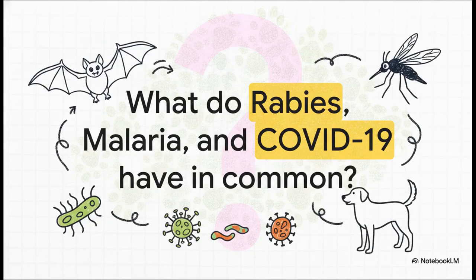So let me ask you this. What do rabies, malaria, and COVID-19 all actually have in common? I mean, on the surface, they look like completely different illnesses, right? Different symptoms affecting different parts of the body. But here's the wild part. They share the exact same origin story. Every single one of these diseases started out not in humans, but out in the animal kingdom.